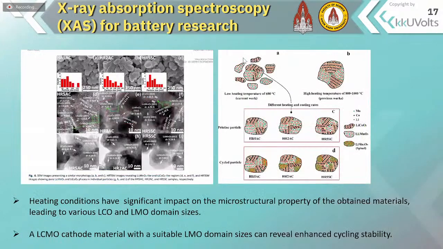And the left figure shows the high resolution TEM images, which show that the heating condition has a significant impact on the microstructural properties of the obtained cathode materials, bringing about various lithium cobalt oxide and lithium manganese oxide domain sizes. A layered cathode material with suitable lithium manganese oxide domain size can reveal improved cycling stability.